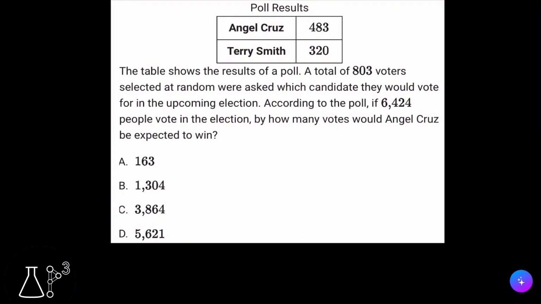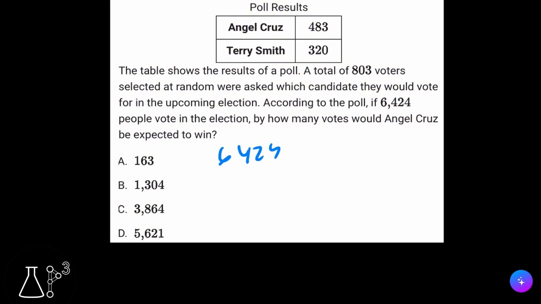And this is going to be the last question for today. The table shows the results of a poll. A total of 803 voters selected at random were asked which candidate they prefer for the upcoming election. According to the poll, if 6,424 people vote in the election, how many more votes would Angel Cruz be expected to win by? So what can we do to figure it out? Well, what I like to do is figure out how big the difference is between 6,424 and 803 to figure out the ratio.